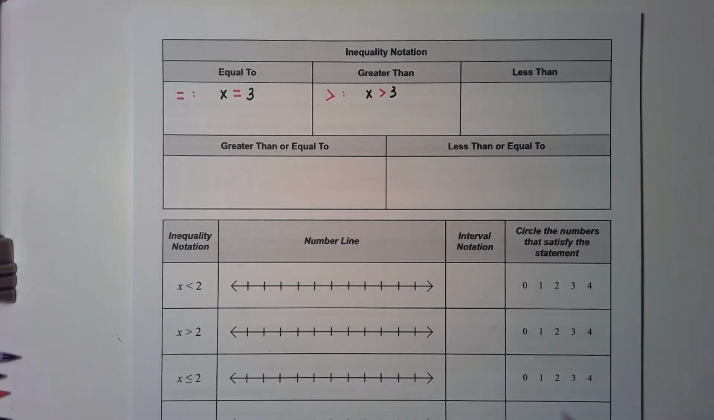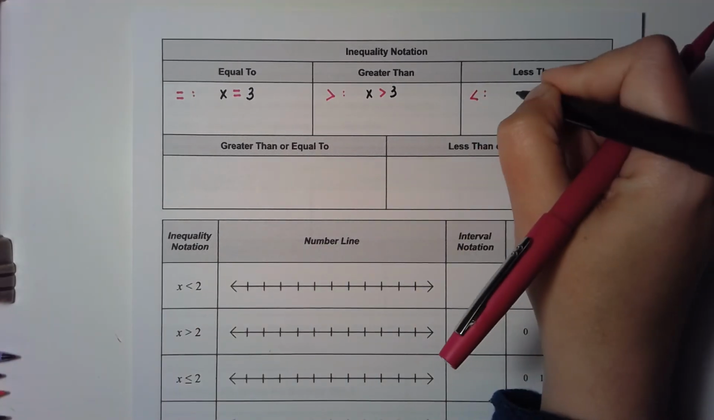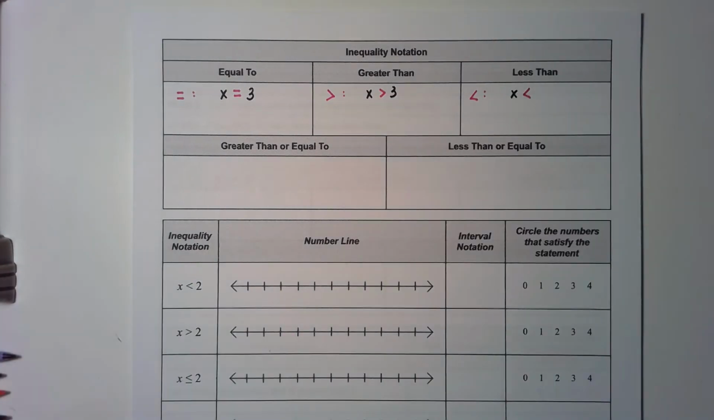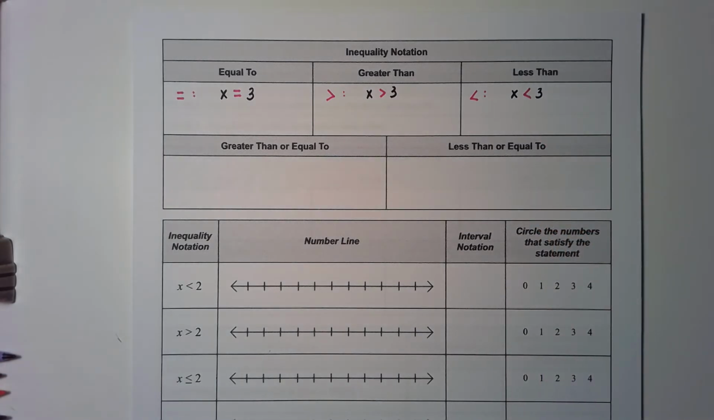The next symbol that you need to know is the symbol less than. And the way that you would use that in a mathematical sentence is x is less than the number 3. What this means is that the numbers that you're looking for are all less than the number 3.